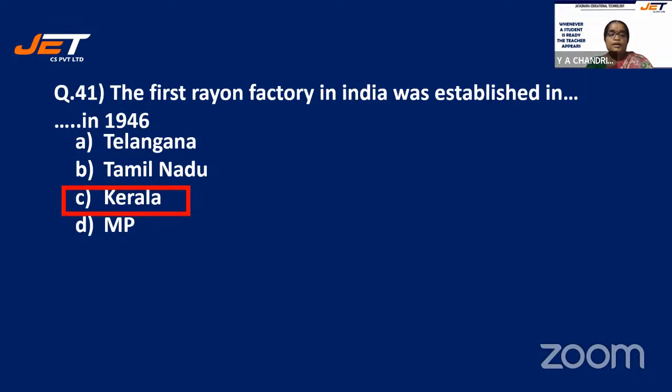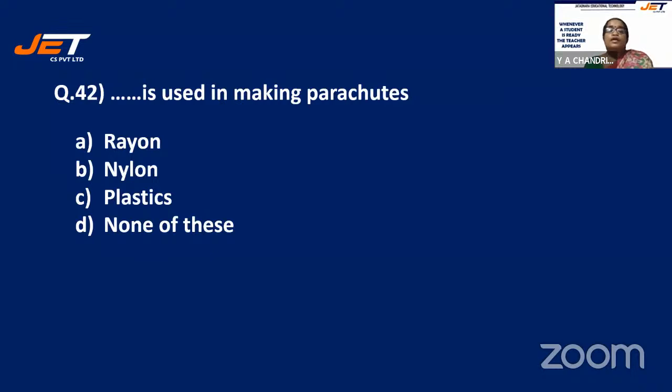Let us see. It is option C, that is Kerala. The first rayon factory in India was established in Kerala in 1946. Dash is used in making parachutes. Rayon, nylon, plastics, none of these. Let us see. It is option B, that is nylon. Nylon is used in making parachutes.